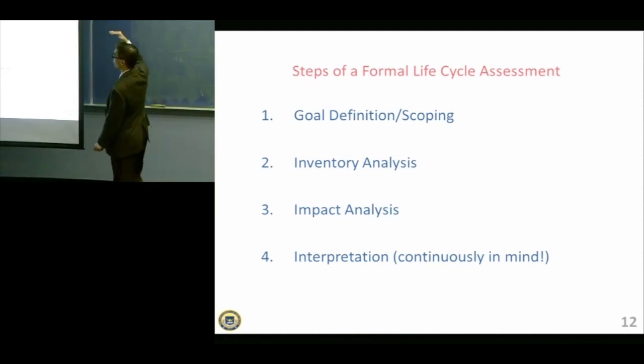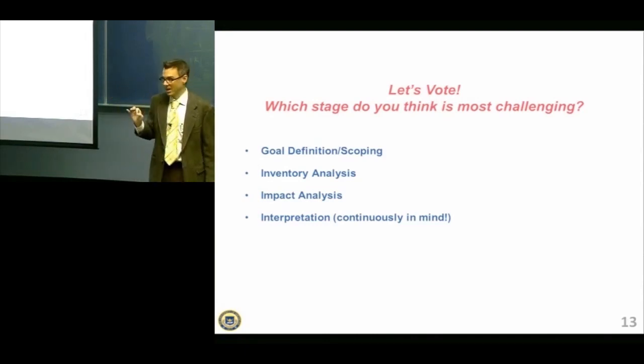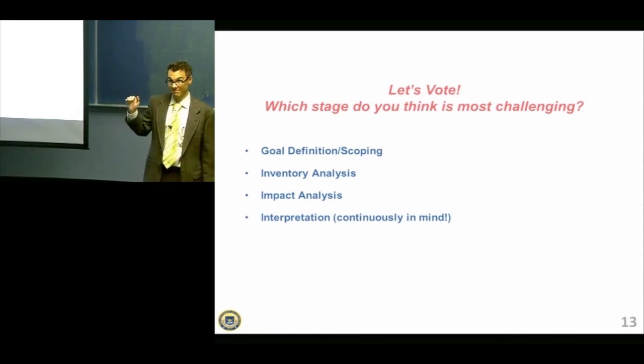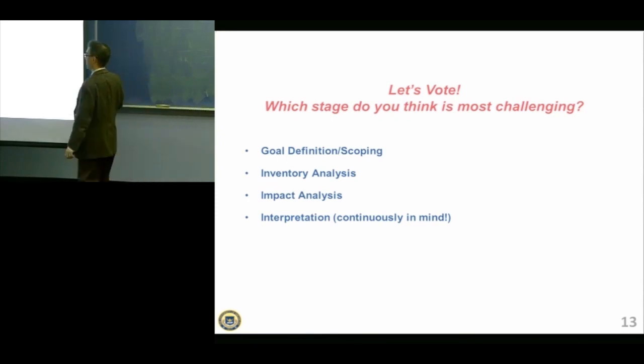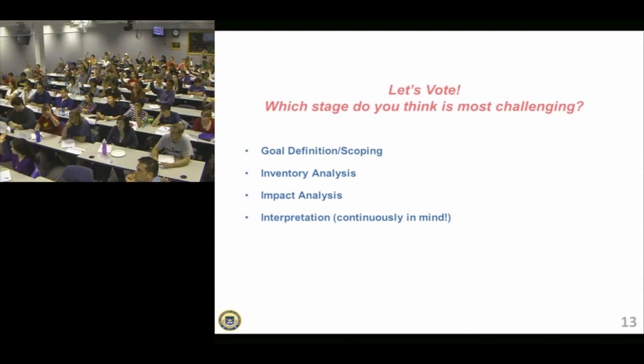Okay? So four stages. This is an informal in-class exercise, so no paper involved. Let's vote. Which stage do you think is the most challenging? We haven't defined them yet. That's what makes this interesting. Four stages: goal definition and scoping, inventory, impact, interpretation. You've got to vote for one. Who votes for goal definition and scoping? That is a majority. That is a super majority. All right, I'm going to call that 80%.